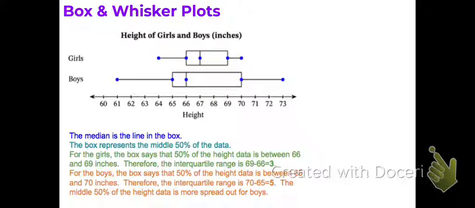So you can compare box and whisker plots. You can say, the girls or the boys, which one has the highest median? So girls is 67, boys is 66. This is saying that the middle 50% of the girls' data is between 66 and 69, where the middle 50% of the boys' data is from 65 to 70. Notice the boys have a bigger range. It goes from 61 all the way to 73, where the girls' heights in inches is from 64 to 70. So you can analyze data in a box and whisker plot.